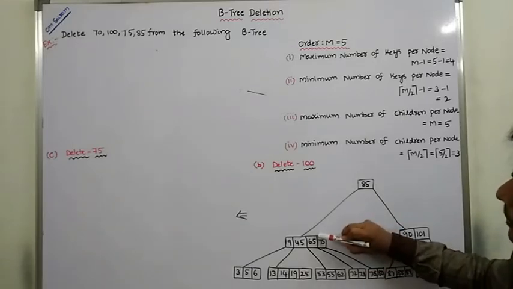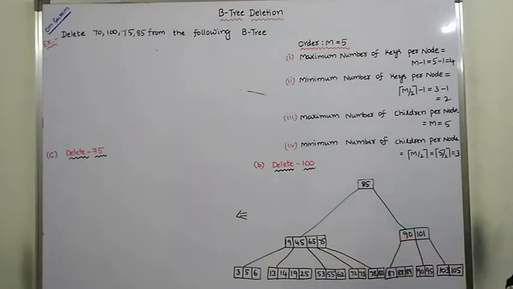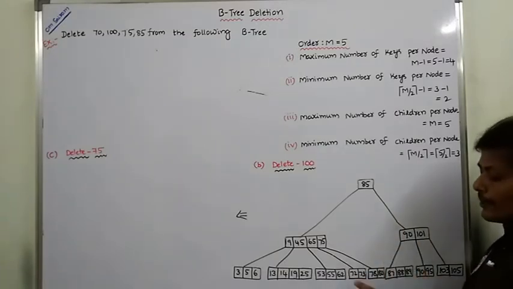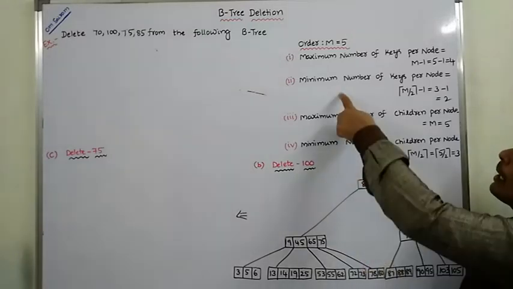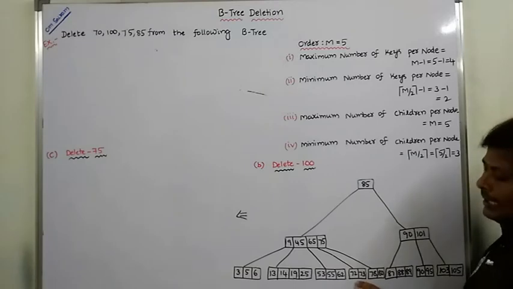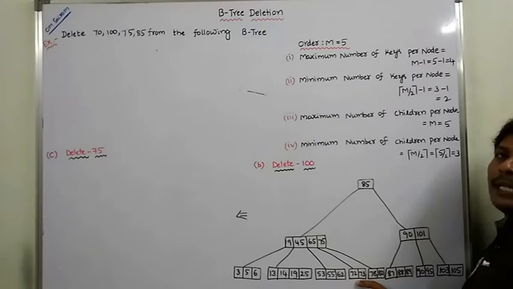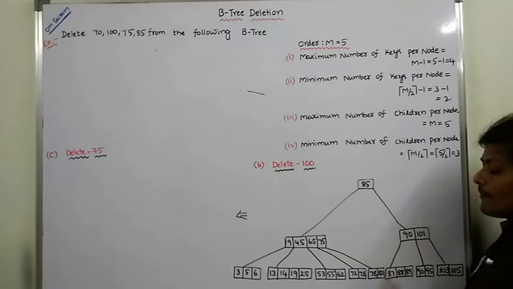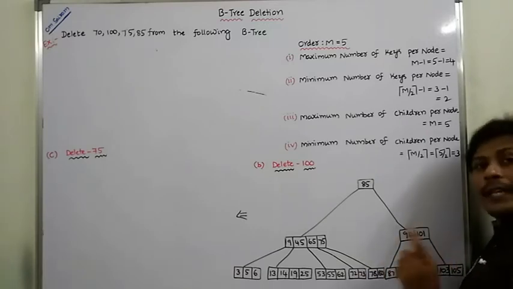This is 75, and this is the left pointer. The left pointer points to a left subtree that contains a node with 2 key elements, 72 and 73. This node contains the minimum number of key elements, so it is not possible to replace 75 with the maximum element in the left subtree.